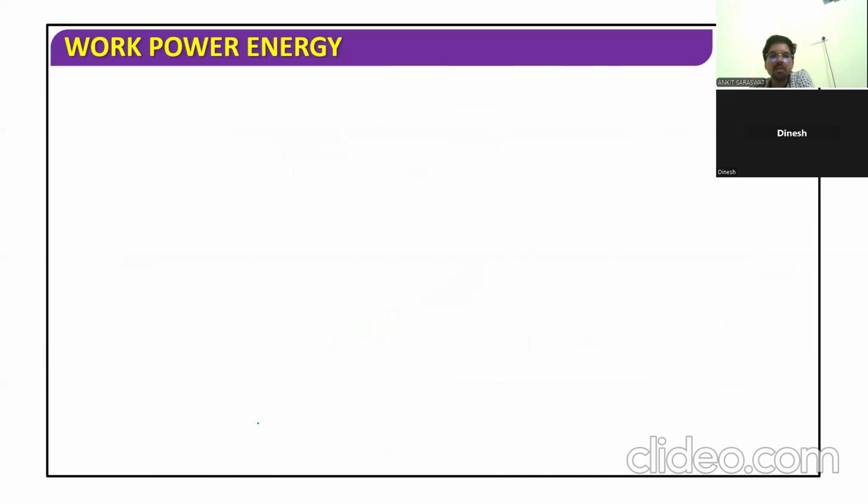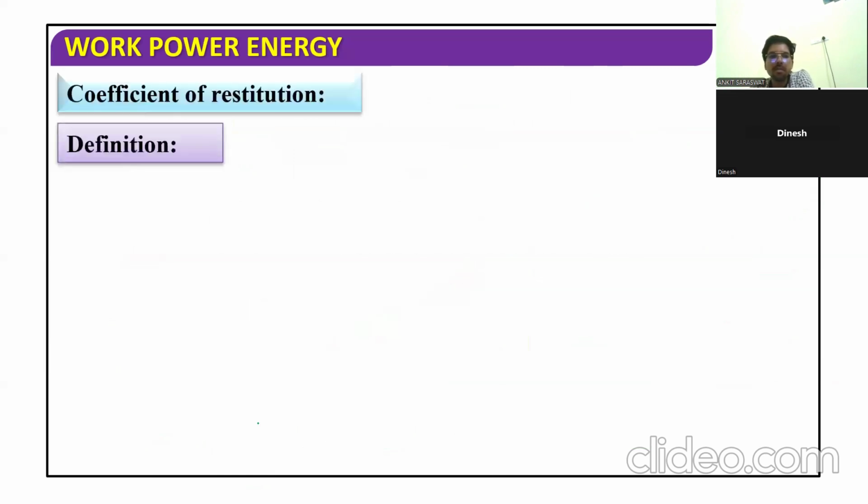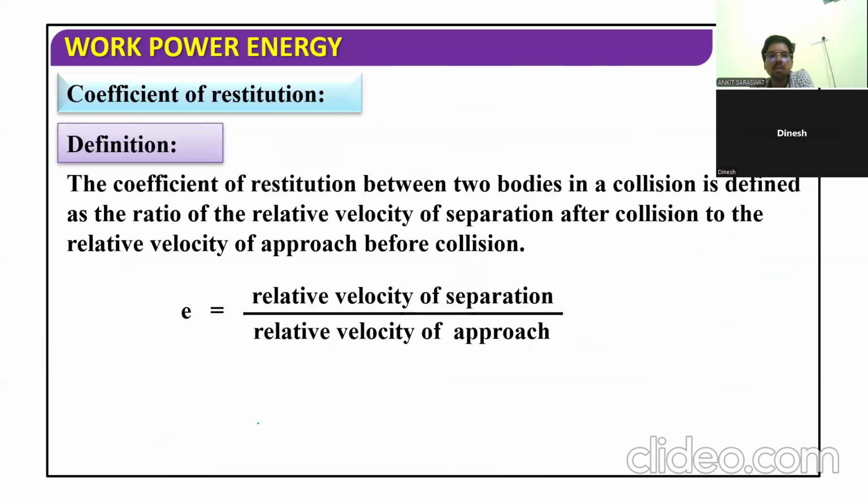The coefficient of restitution between two bodies in a collision is defined as the ratio of the relative velocity of separation to the relative velocity of approach. That's what we have learned. Here, V separation by V approach.